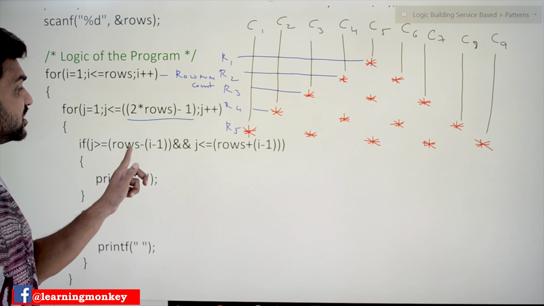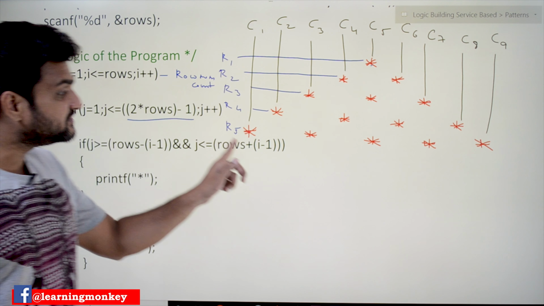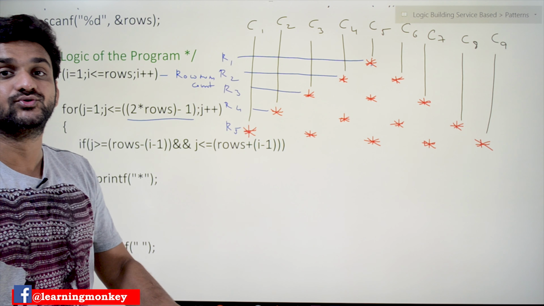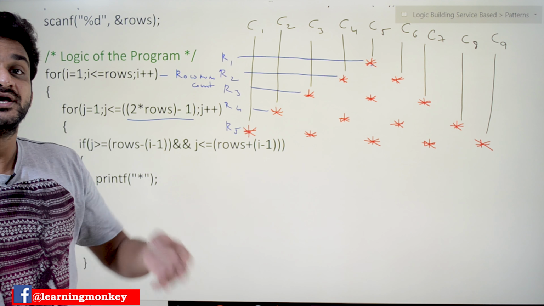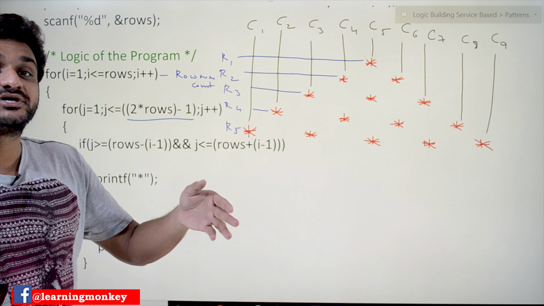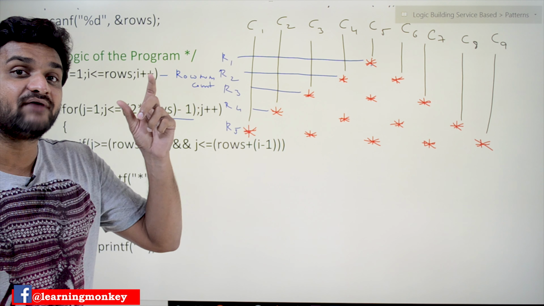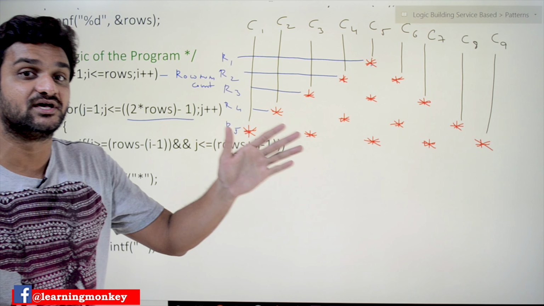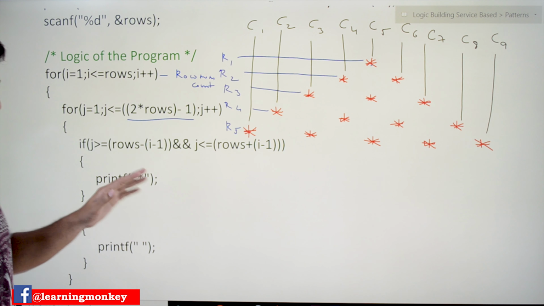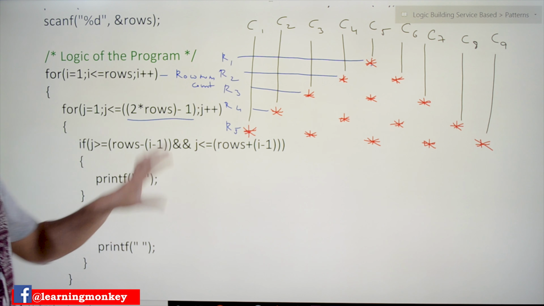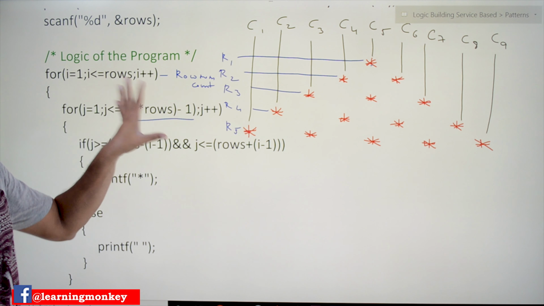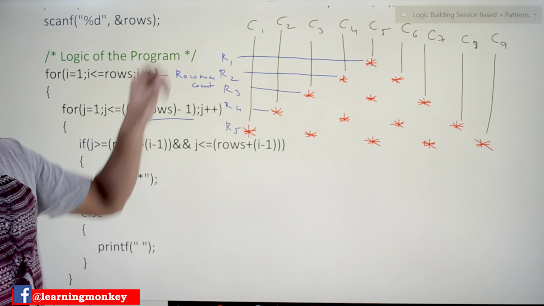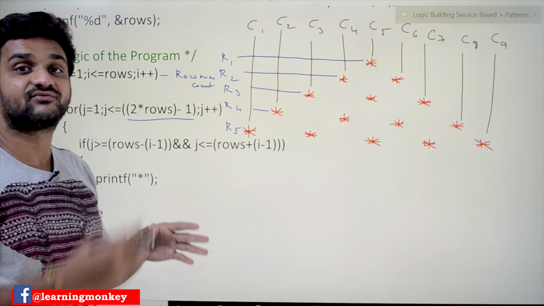If this if statement happens to be true, that means at that particular point we have to implement some conditions. So this is the program for the full pyramid, where all the spaces are filled with stars.